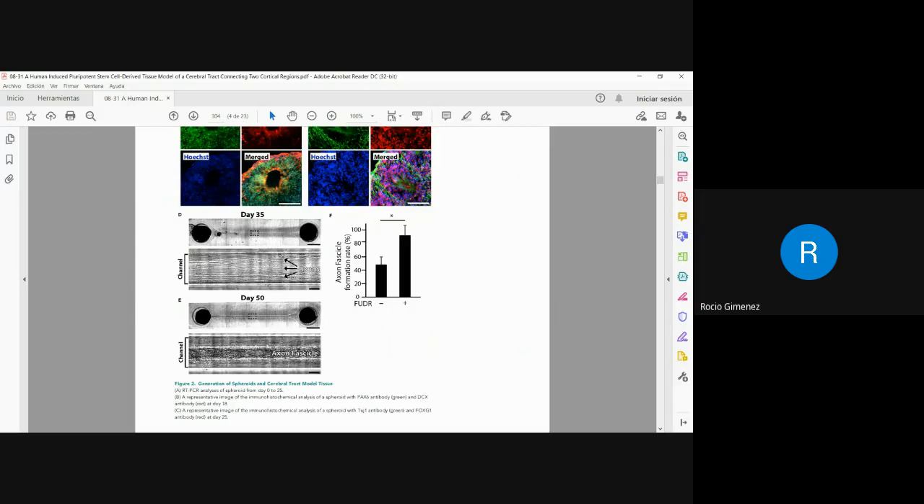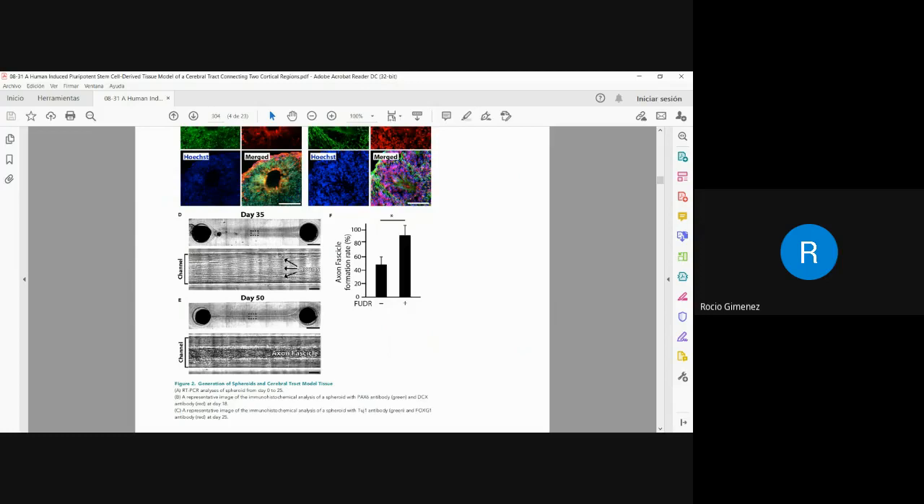Around 25 days of culture in the micro device, that would be 50 days total, the axons reach the spheroids on the opposite side and form a single and straight fascicle within the micro channel. The resultant structure consists of two mutually connected parts, an axon fascicle and a spheroid of neurons.